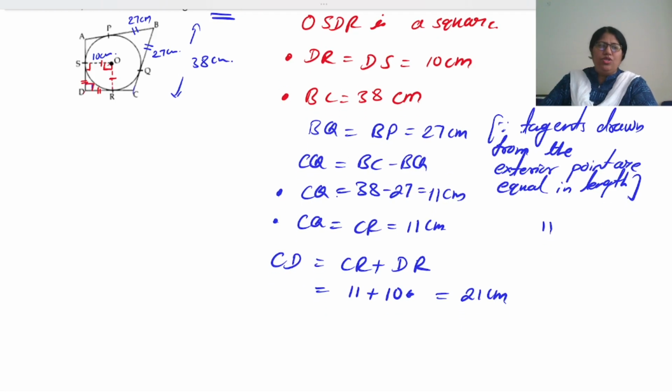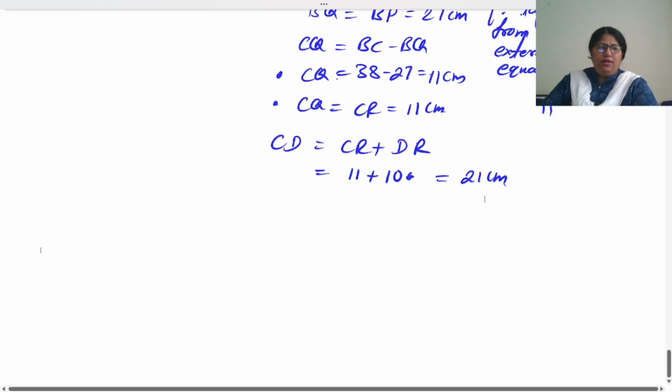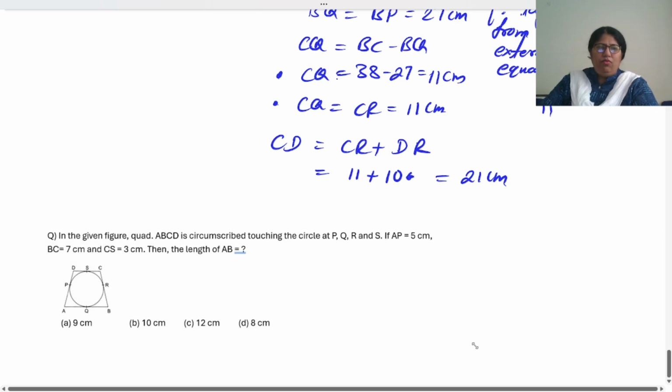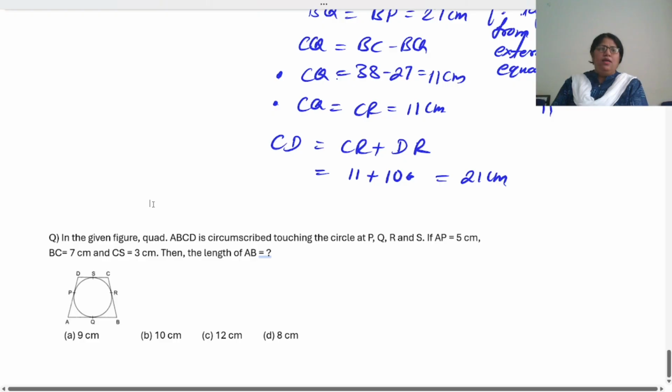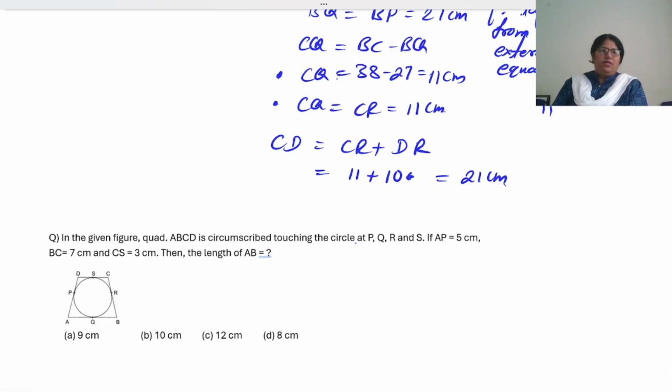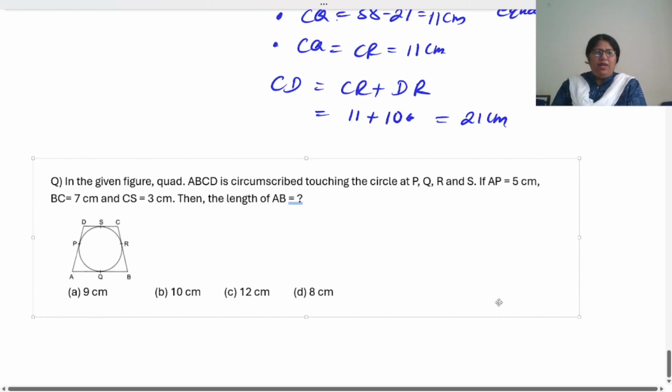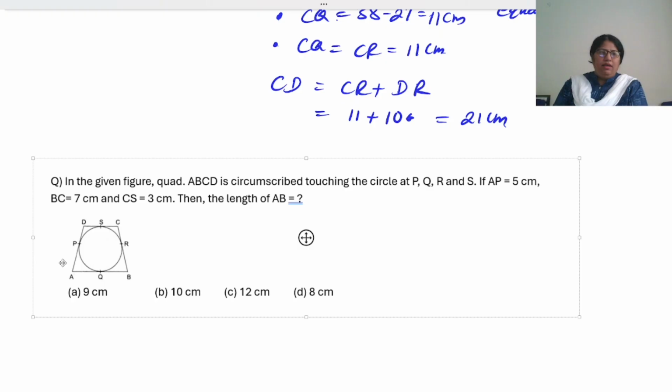Let us see one more question. You have to remember this result because sometimes they'll ask you these kinds of questions in the MCQ as well. Let us see here what is there in the MCQ. There is another question. Now here what they have given is ABCD circumscribed touching the circle at P, Q, R, S. Again, AB, CD, AD and BC are the tangents. Now AP length is already given. It is 5 centimeter, right? If AP length is 5 centimeter, you know that the tangents drawn from the external point are equal in length.